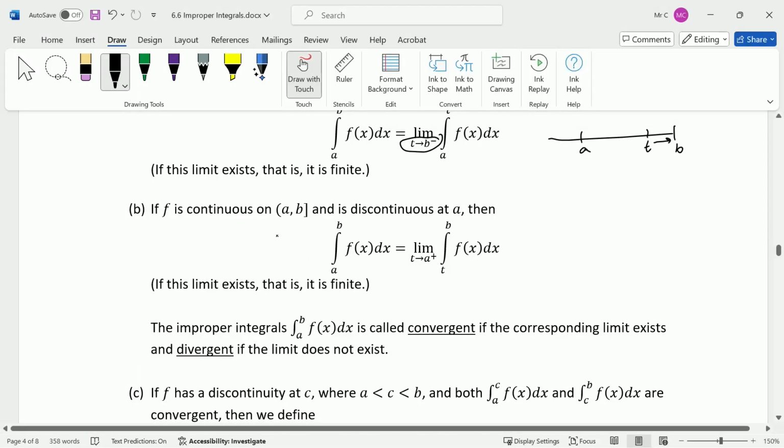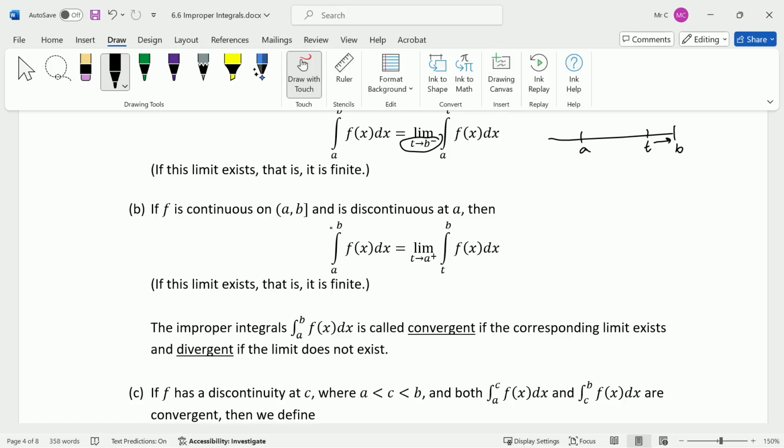Similarly, if f is continuous on the interval from a to b, including b but not including a, so it's discontinuous at a, then the integral from a to b of f of x dx is defined as the limit when t approaches a from the right of the integral from t to b of f of x dx.